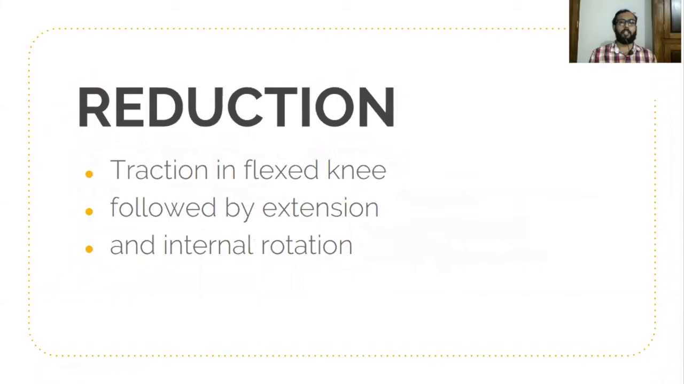Coming to the reduction method of anterior dislocation, it is just opposite to posterior dislocation. In anterior dislocation, the attitude is external rotation and abduction, so the traction should be given in a 90-degree flexed knee and hip. And just opposite to external rotation, we give internal rotation in mild extension. The hip should be flexed to 90 degrees and then traction is applied, and along with traction, internal rotation is done with mild extension of the hip. That's the reduction method of anterior dislocation of the hip.